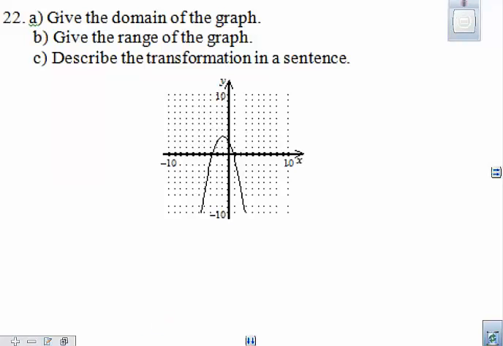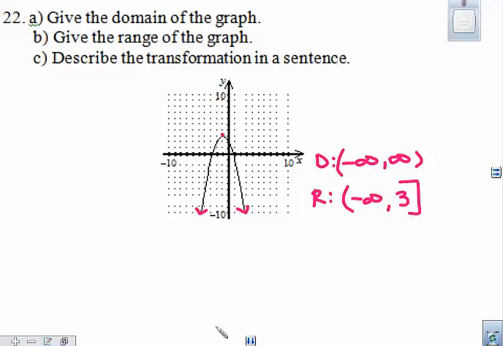22 asks for the domain, range, and the transformation in a sentence. Well, we know this is a parabola. Okay, it's got arrows on both ends. So the domain is going to be negative infinity to positive infinity. Domain is how far left to how far right. Your lowest x value to your highest x value. Range is your lowest y value. This goes down to negative infinity, to your highest y value, which is 3. And that point is included, so we use a bracket.